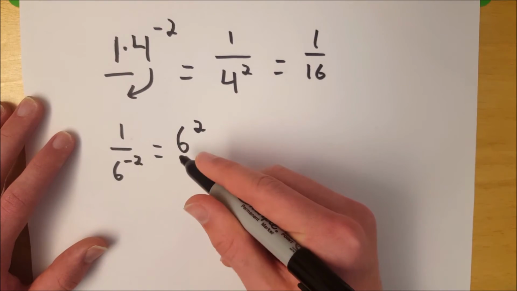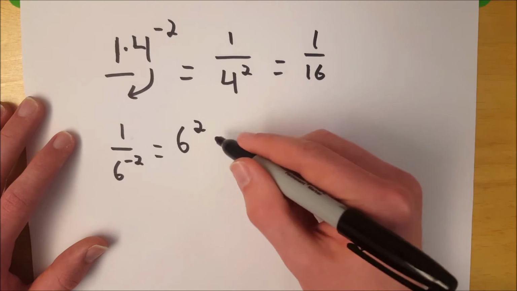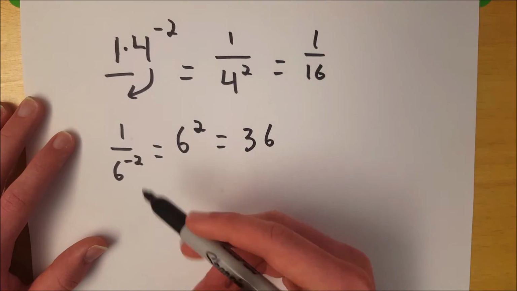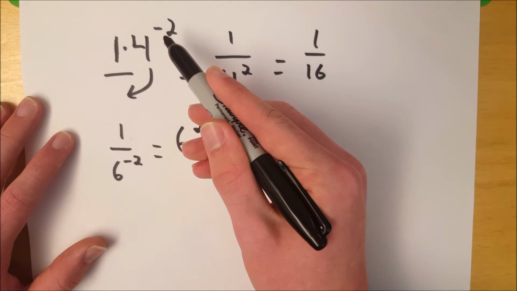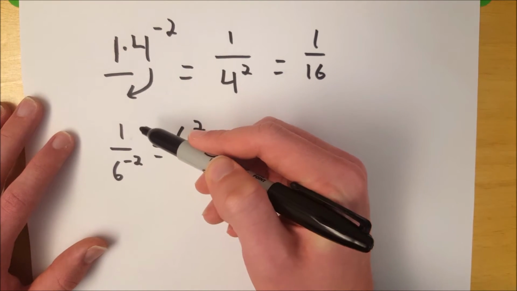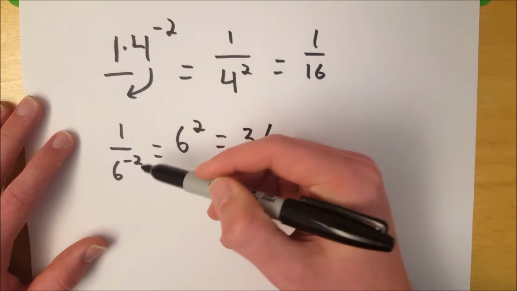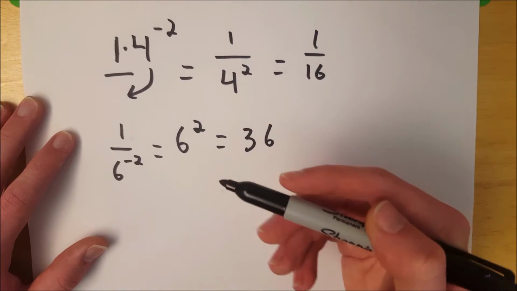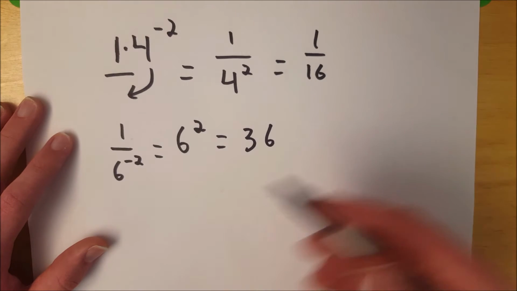That's going to be 6 squared over 1, but I won't bother writing the 1. So that's equal to 36. So you can see how this is fairly simple. To make the negative exponent positive, just send it to the denominator if it's in the numerator, and if it's in the denominator, just send it to the numerator. So just send it to the opposite side of the fraction.